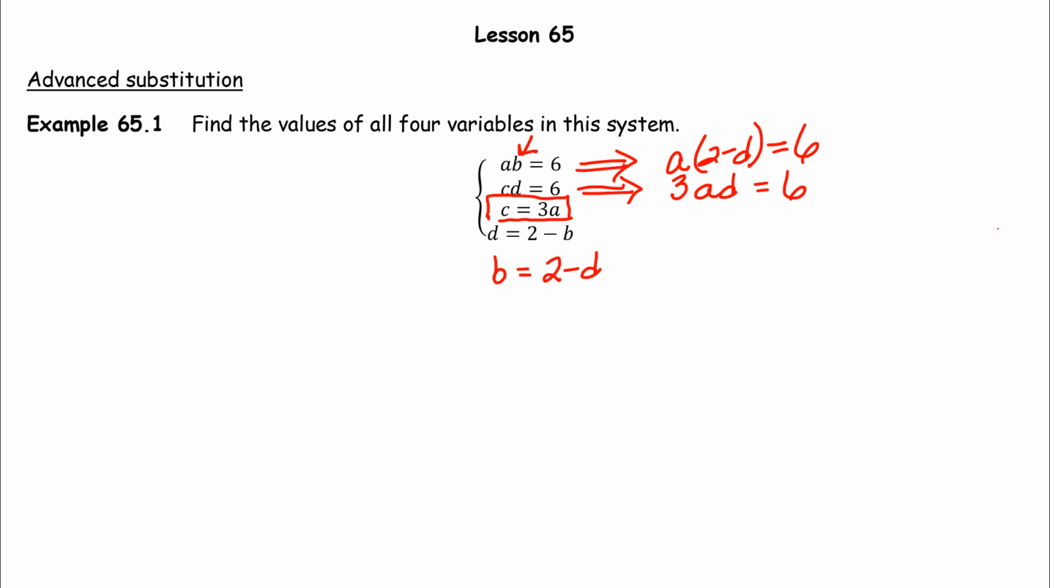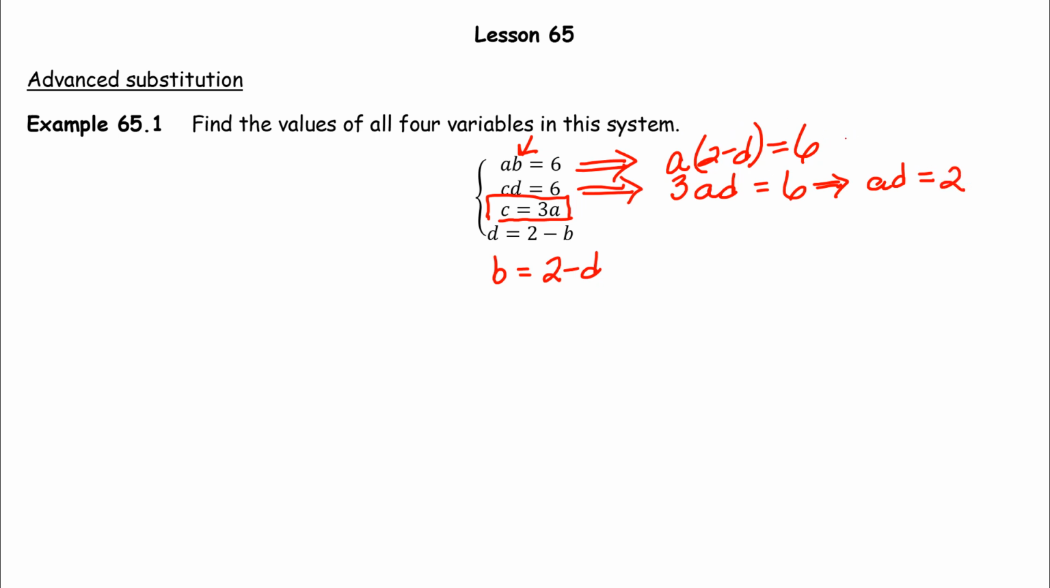Now the temptation here is to just set a times 2 minus d equal to 3ad, because they are the same thing. They are both 6. But that's not a good idea, because then you'll have one equation, but you'll still have 2 unknowns. So that's not going to work out for you. So from this equation, you can divide by 3 on both sides, and you're going to get that ad is equal to 2.